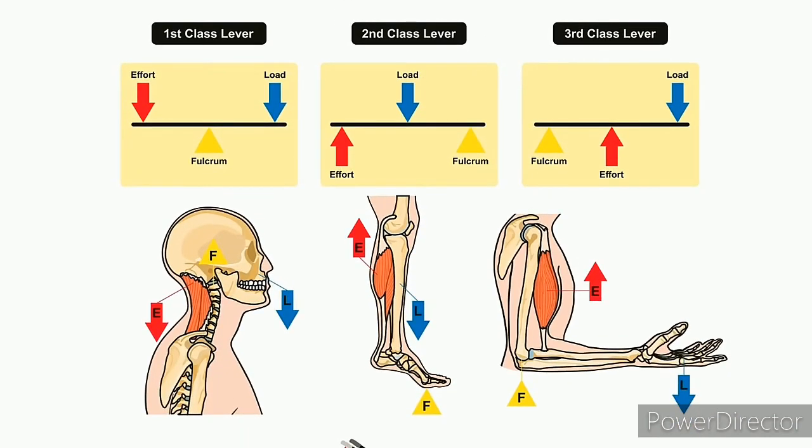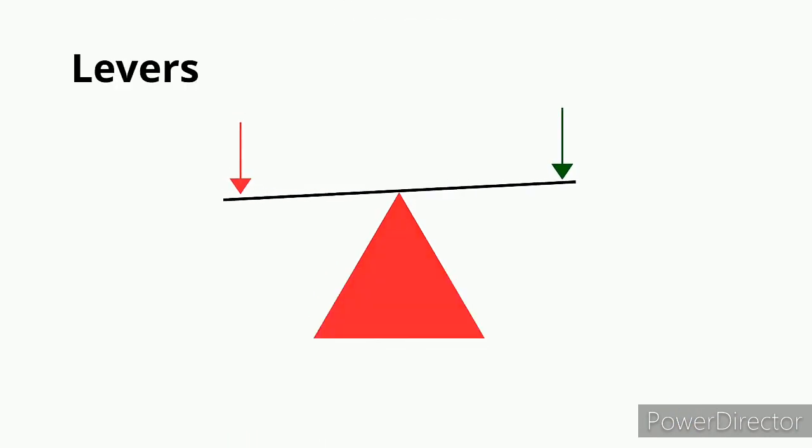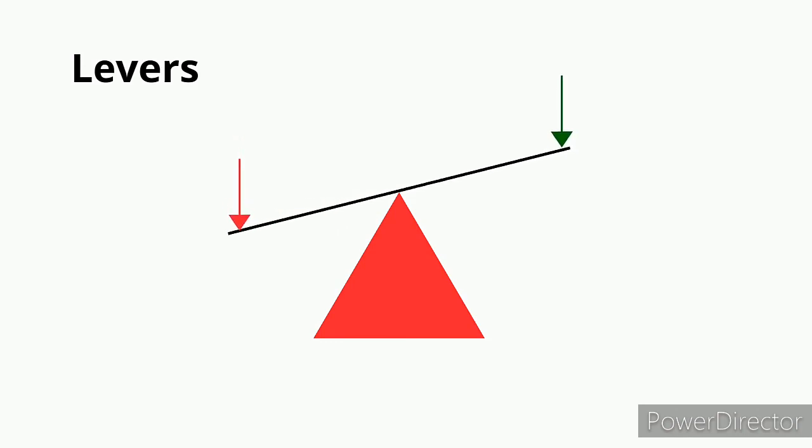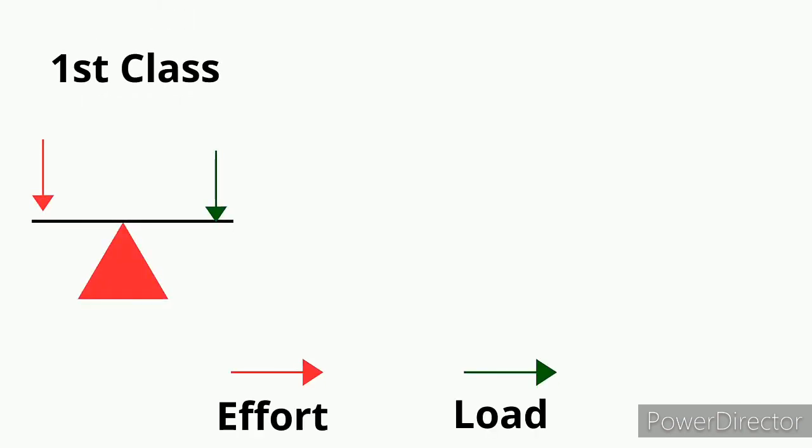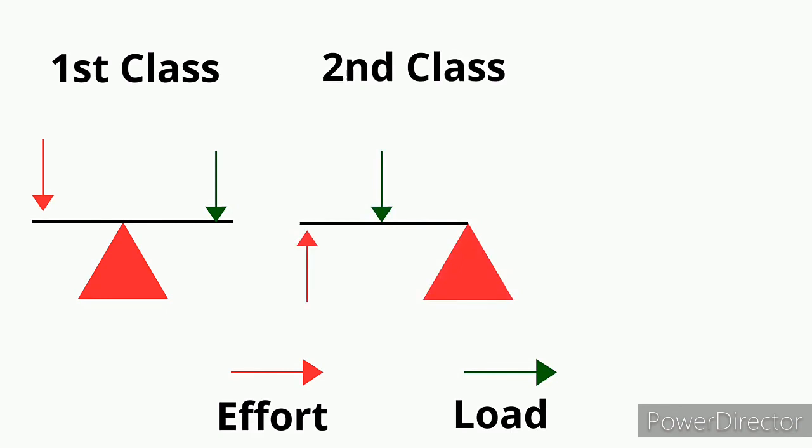The way a lever works is that a force is applied at a point, which moves a load at another point through a balance point called the fulcrum. It's the position of these 3 points, the force, the load, and the fulcrum, that distinguishes the type of class of lever. There are 3 classes of levers: first, second, and third.